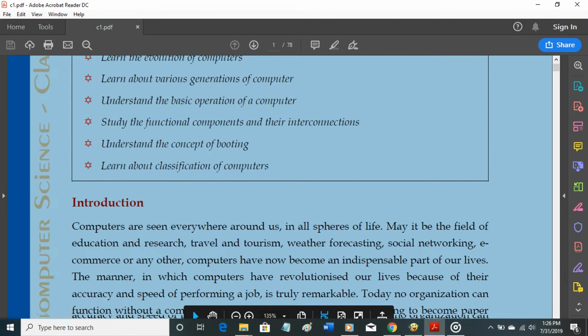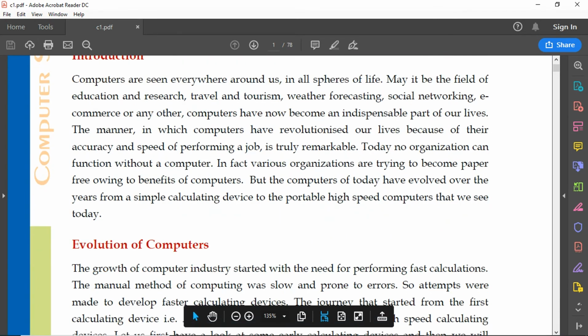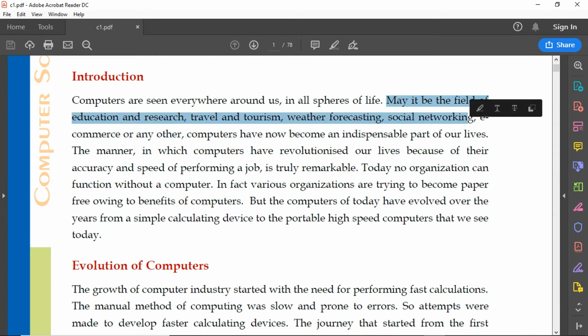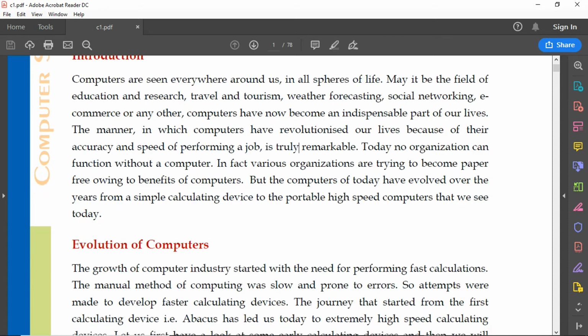Introduction. Computers are seen everywhere around us, in all spheres of life. May it be the field of education and research, travel and tourism, weather forecasting, social networking, e-commerce or any other, computers have now become an indispensable part of our lives. The manner in which computers have revolutionized our lives because of their accuracy and speed of performing a job is truly remarkable. Today no organization can function without a computer.